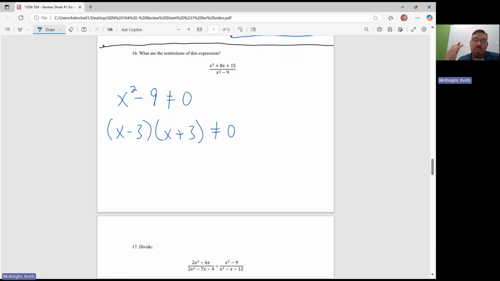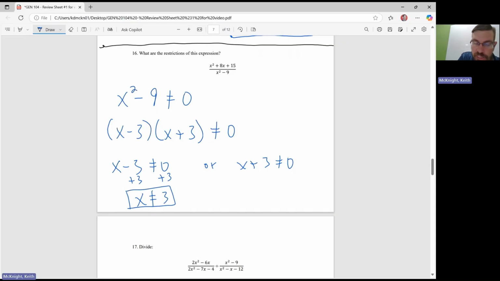Now, just like we did earlier with the solving by factoring, we're going to take each parenthesis and set that to 0 because in order for this to be 0, one of them has to be 0. So we're going to set up two different equations. We're going to have x minus 3 not equal to 0, or we're going to have x plus 3 not equal to 0. Now we're going to solve for x. So for this first one, we're going to add 3 to both sides. That tells us that one of our restrictions, x is not allowed to equal 3. Okay, the next one, we're going to subtract 3 from both sides. Those are going to cancel.